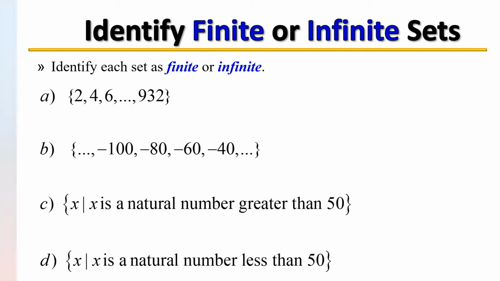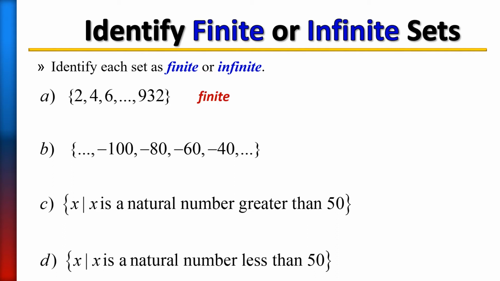In the first example, the set contains 2, 4, 6, and the ellipsis there means that it's going to go all the way to 932, period, stop. It stops right there at 932. It does not go on any further. So this would be an example of a finite set. It does stop at some point. Yes, it will take you a while to count by twos all the way to 932, but given time, you can do it. It's doable. It's not counting to infinity.